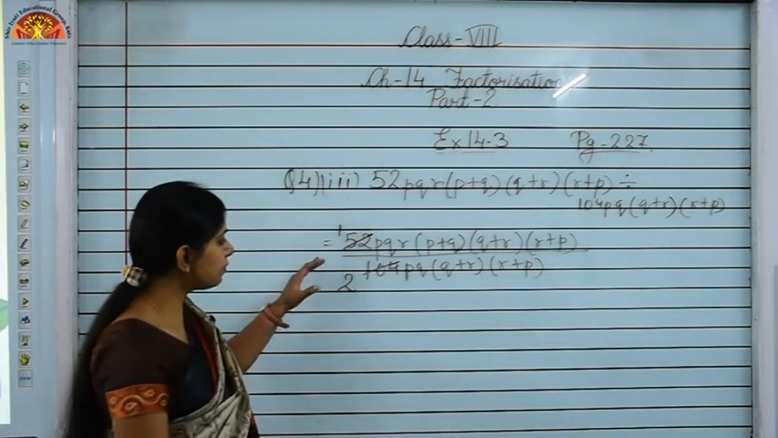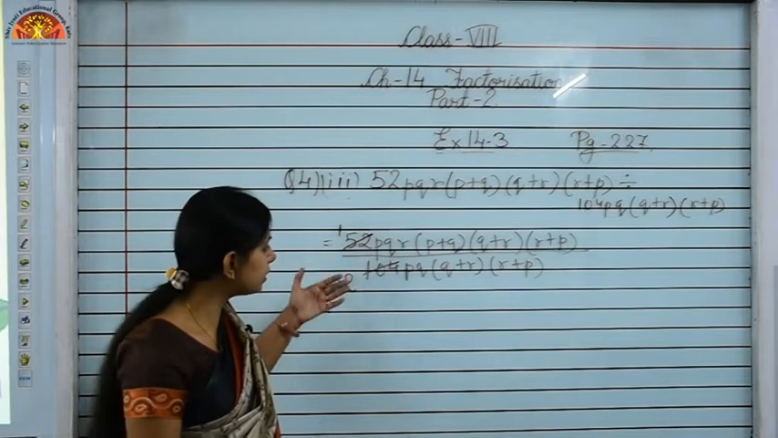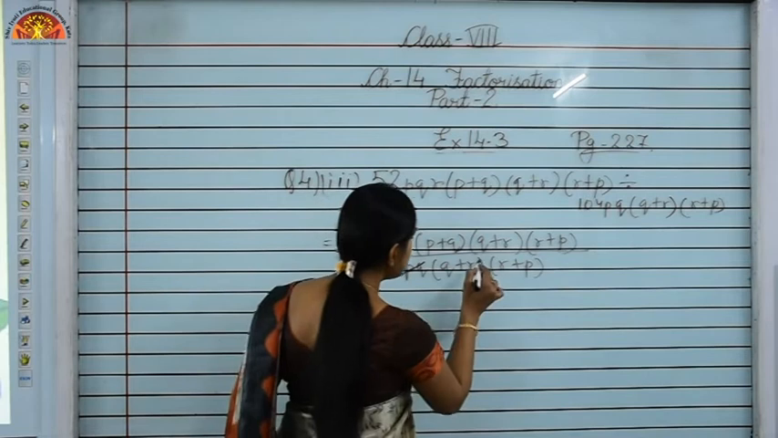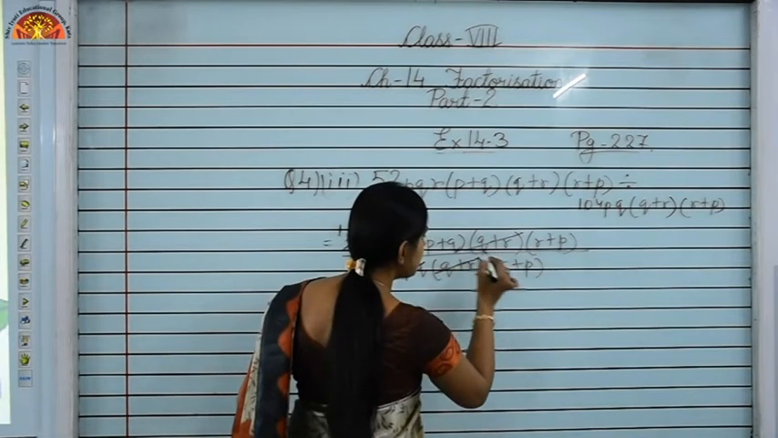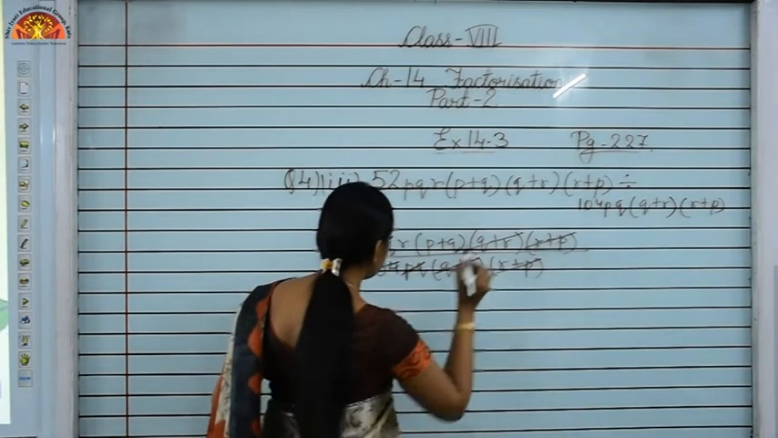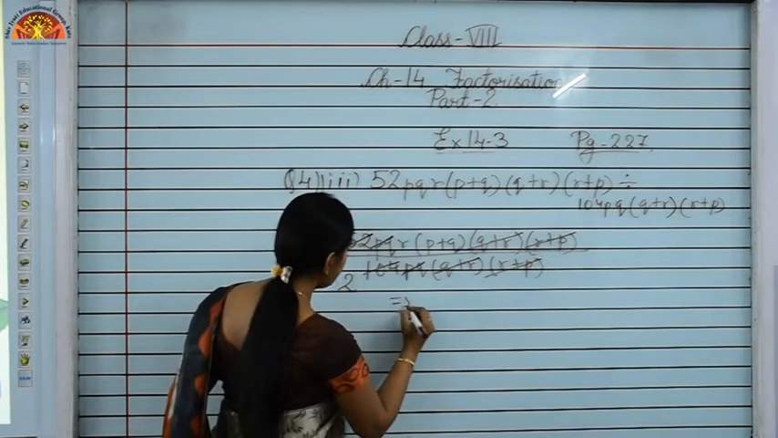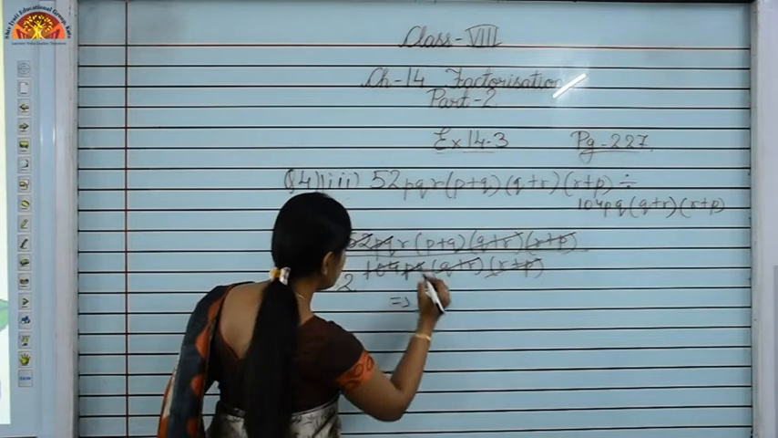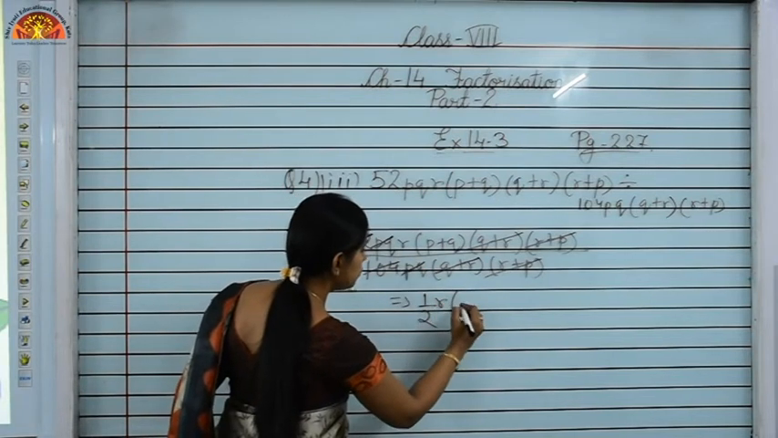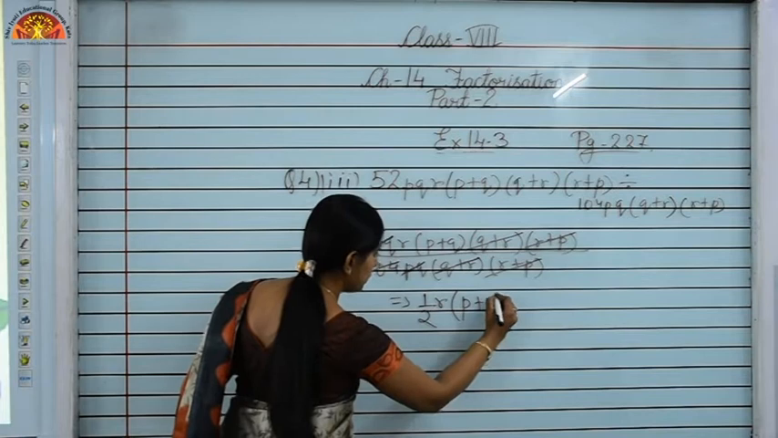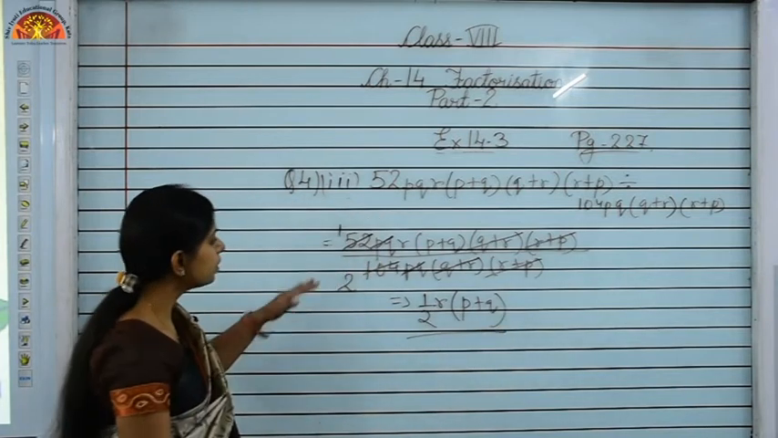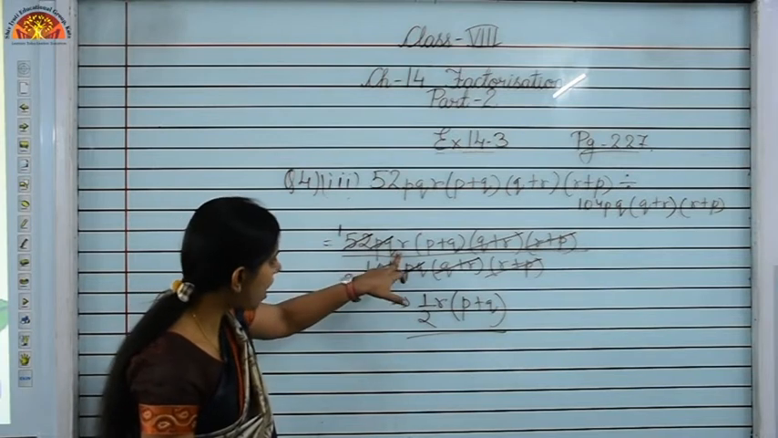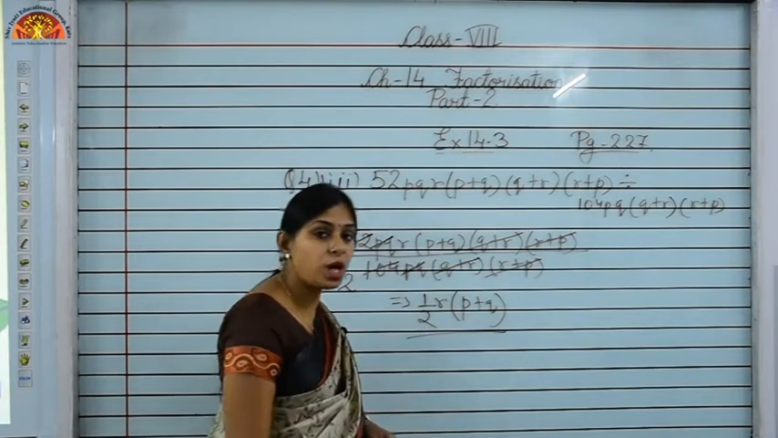You can just simplify with the table of 13 also. Okay, PQ will get cut over here. Again you can see it is Q plus R and Q plus R, R plus P and R plus P. So what is remaining over here? That is 1 by 2 into R into (P plus Q). Got it children? So this is the answer. What is remaining over here? That is 1 upon 2 into R into (P plus Q), which is your answer.